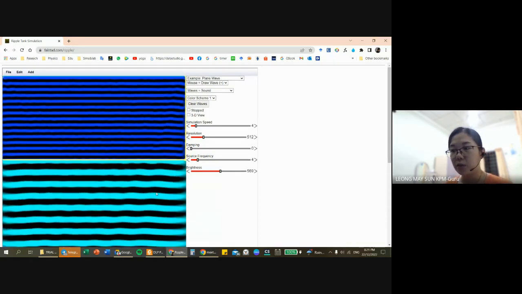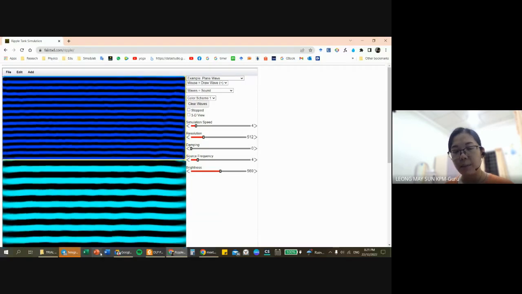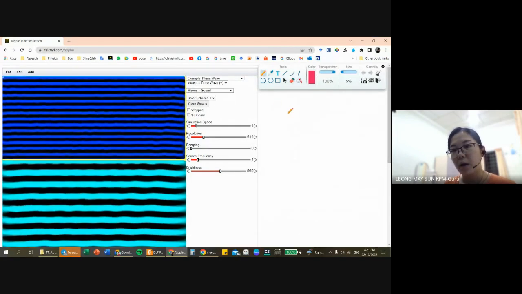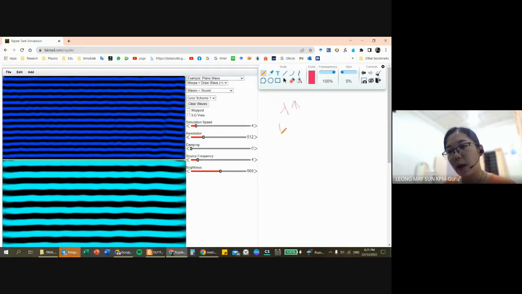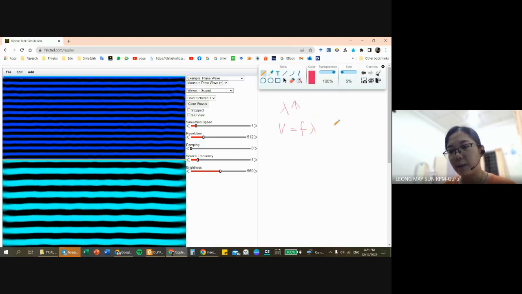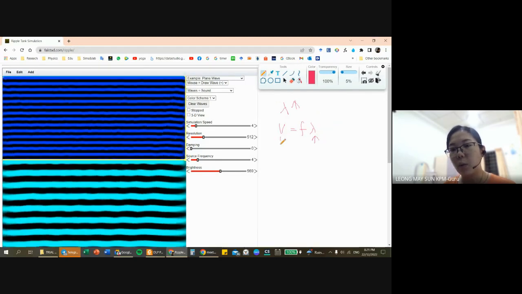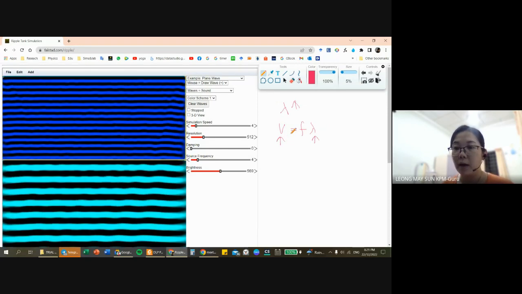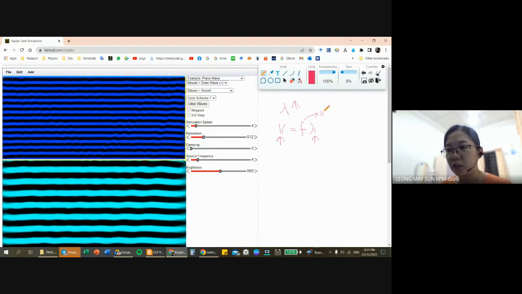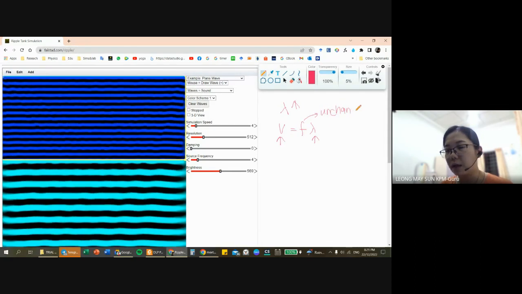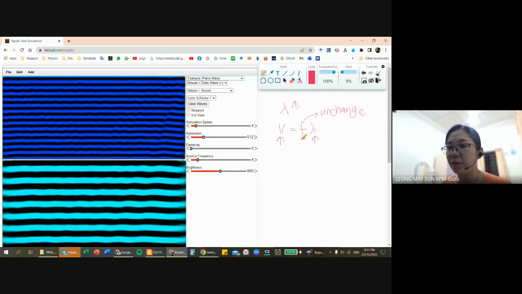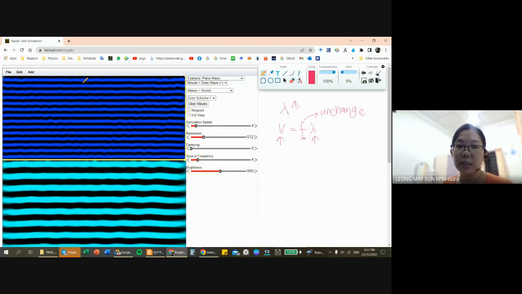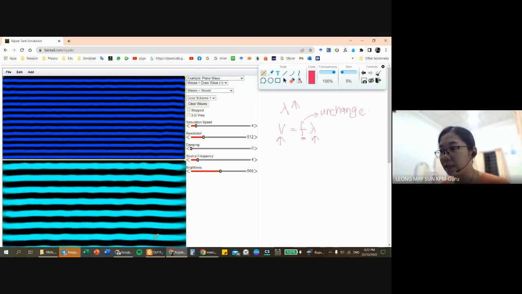Number two, when the wavelength increases, look at the wave speed formula, v equals f lambda. When the wavelength increases, the wave speed will technically increase as well because they are directly proportional. But frequency will remain unchanged. Why? Because the source of the vibration is still the same. I didn't change the source of the vibration. So this is when we are moving from a denser region to a less dense region.